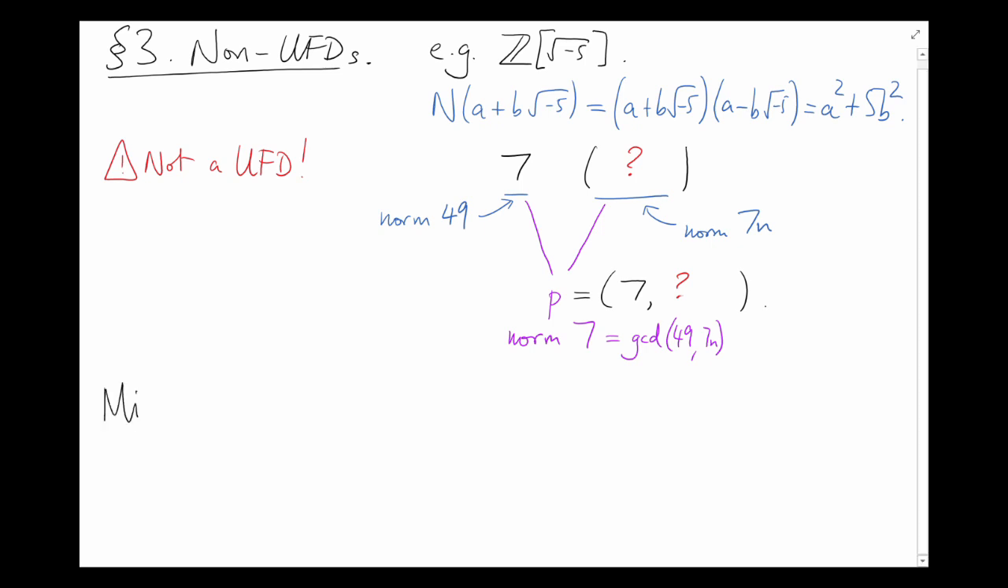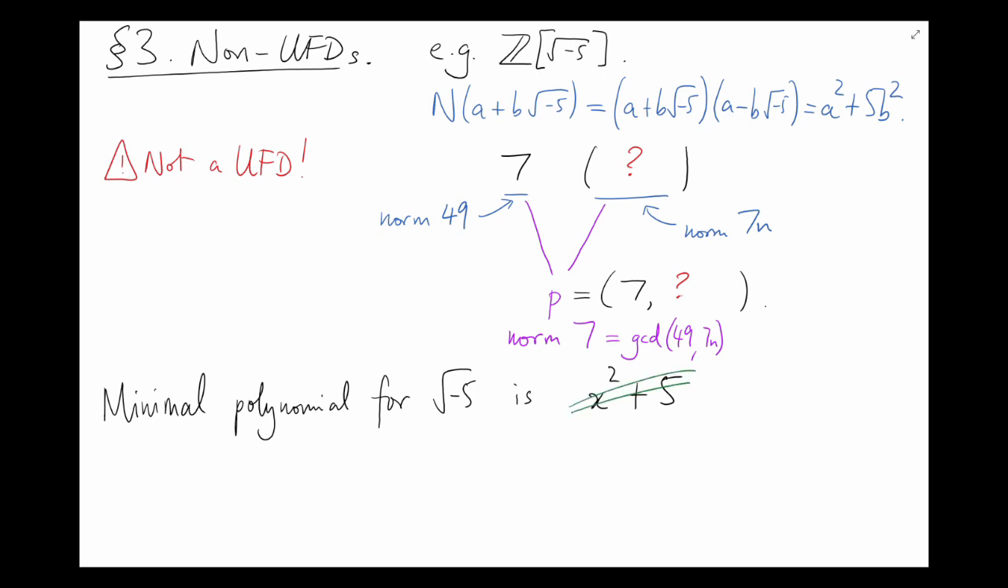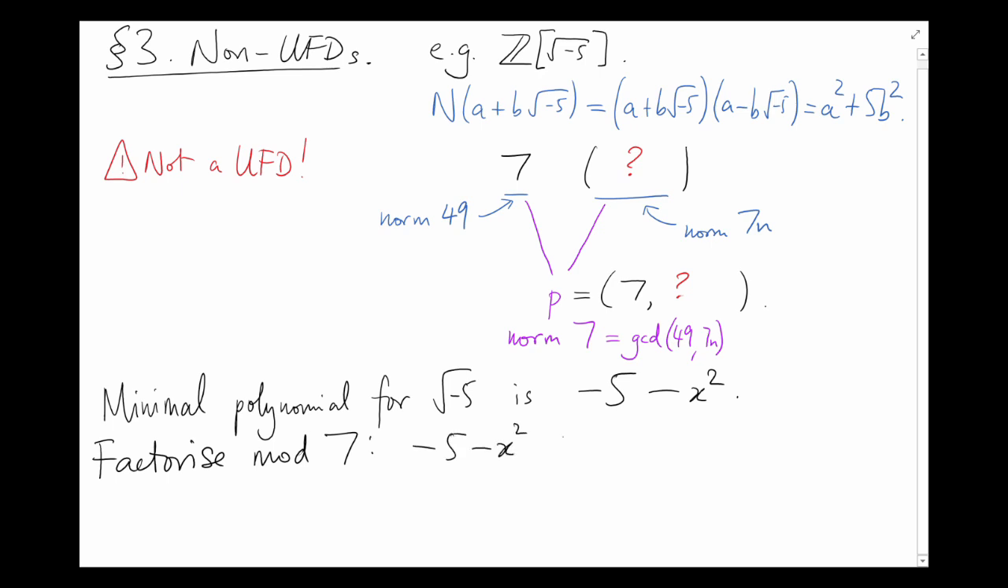As a helpful tool, let's write down the minimal polynomial satisfied by this number, root minus 5. It's more usual to pick x squared plus 5, but actually it's going to be convenient for me in this video to take the negative of that, so I'll write that as minus 5 minus x squared. Now let's try to factorize this mod 7. Minus 5 minus x squared is the same as 9 minus x squared mod 7. I've just added 14. And so it factorizes as a difference of two squares. It's 3 plus x times 3 minus x mod 7.